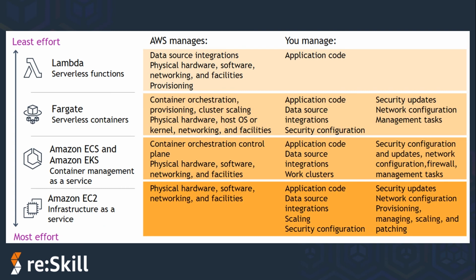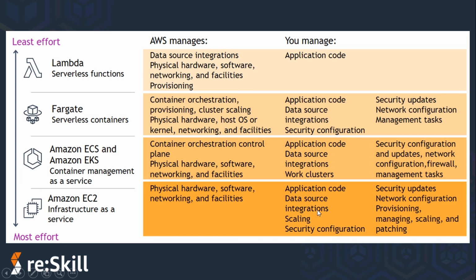And how do we decide between them? It's just about the difference between what AWS manages and what you manage. Let's say you are talking about Lambda. Since it is serverless, most of the things are taken care of by AWS. What you manage is just the application code. But if we talk about a service like Amazon EC2, it is an infrastructure as a service category of service. So here AWS manages just a few things, which are the physical hardware and all. But what do you manage? You manage application code, the data source integration, scaling, security configuration, security updates, and all these things.